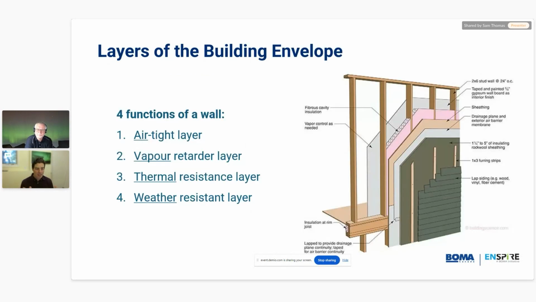When we're thinking about improving the envelope from an energy perspective, we often tend to gravitate towards this thermal resistance layer. What is it that we can do to increase the overall R value of the wall? Add more insulation. That's going to solve a lot of problems. And in many ways, it will help and it will improve that thermal resistance. But we cannot forget about these other layers.